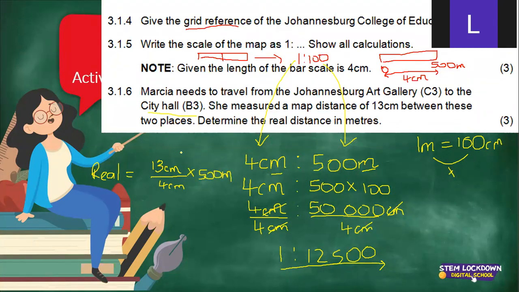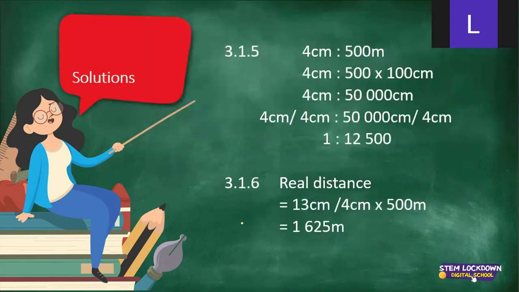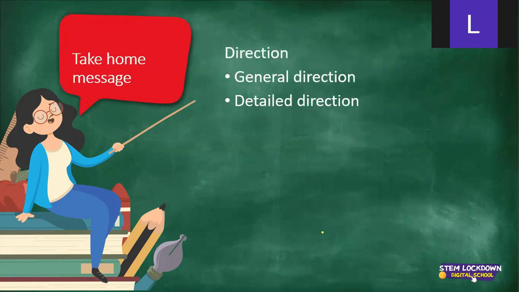Remember, I showed you this last time, learners. You divide the map distance by the length of the bar or segment, times the real length of the bar or segment, right? So your answer is 1,625 meters, right?